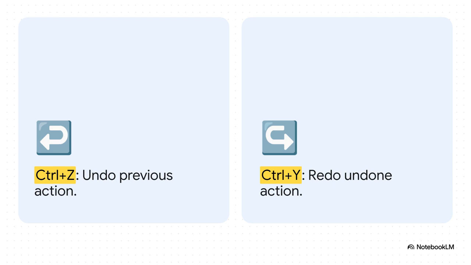Let's see how this builds into pure workflow magic. These two opposing commands are absolute lifesavers. Control-Z undoes your previous action. I mean, we've all been there, right? You accidentally delete a massive paragraph and completely panic. Well, Control-Z instantly fixes that mistake. But what if you went too far back? That's where Control-Y comes in. It instantly redoes the undone action, bringing your work right back to life.